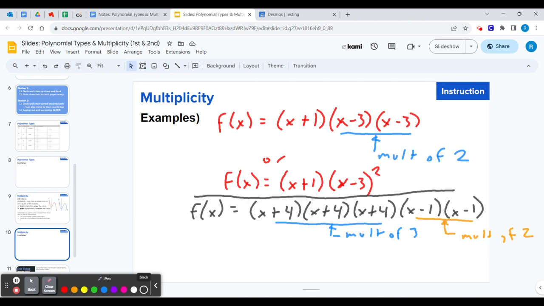And we can actually write this out a lot cleaner if we just say f of x equals x plus 4, and since it has a multiplicity of 3, we can take it to the third power. And x minus 1, since it has a multiplicity of 2, we can take it to the second power.